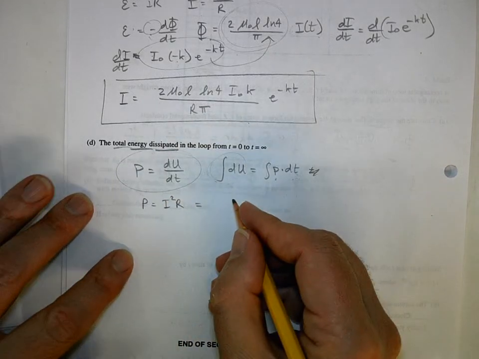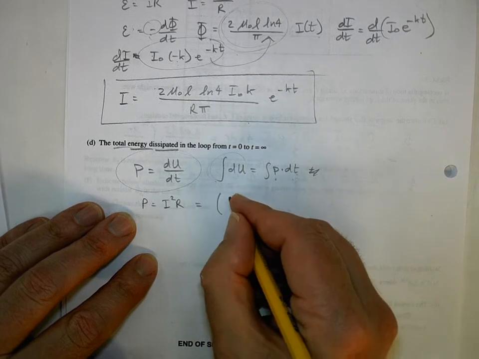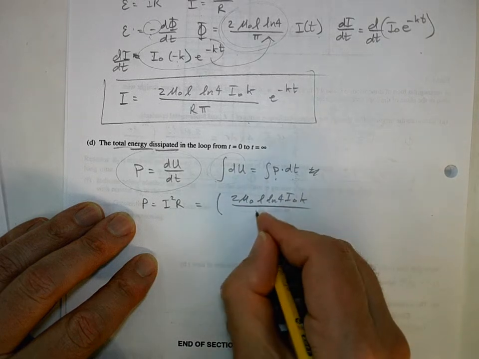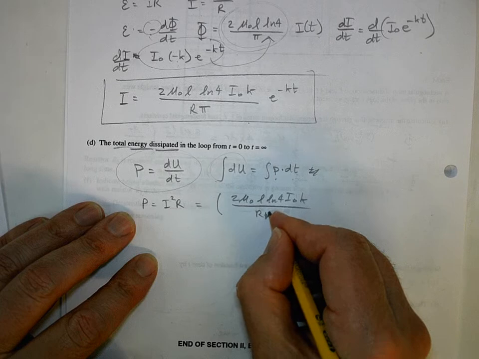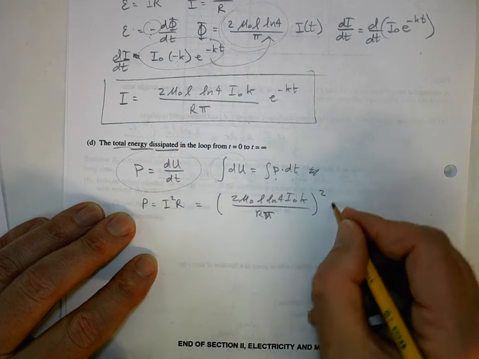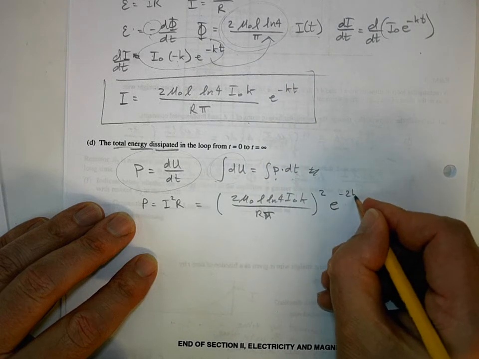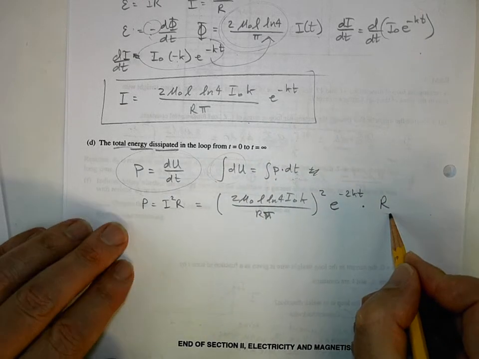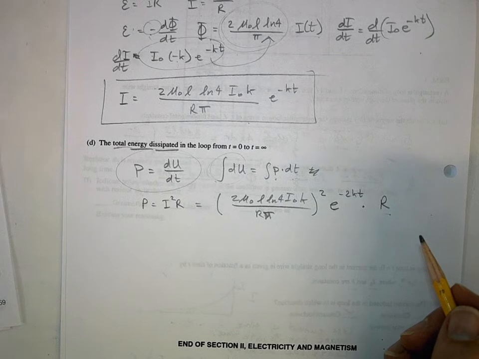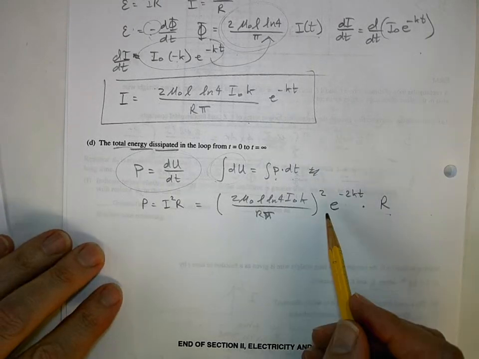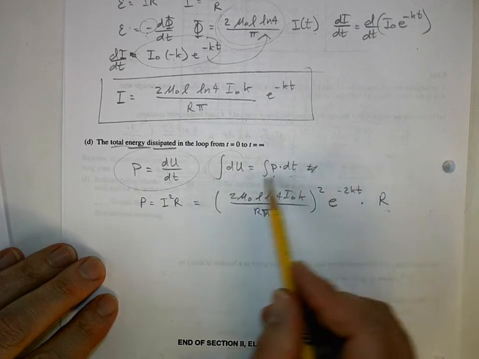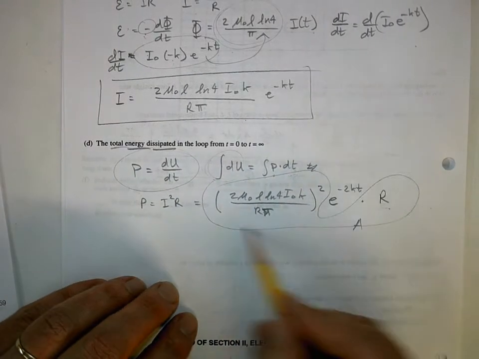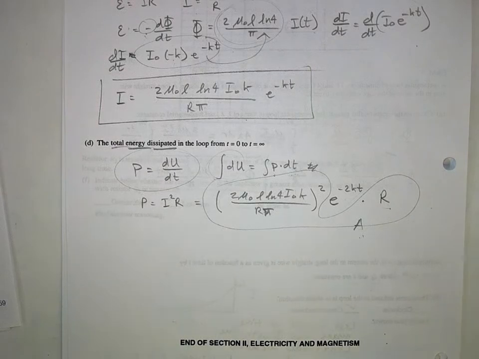And that's going to be equal to all this, 2 mu naught L, natural log of 4, I naught K over R pi, squared, times e to this squared, which is negative 2kt, times R. All of that, I squared R. Okay, now, I think what I did is I took all this stuff, I simplified it, and I'm just going to call it a constant A. All this stuff is a constant. I'm just going to call it A. Why am I calling it A? Because I don't want to write it down over and over again.